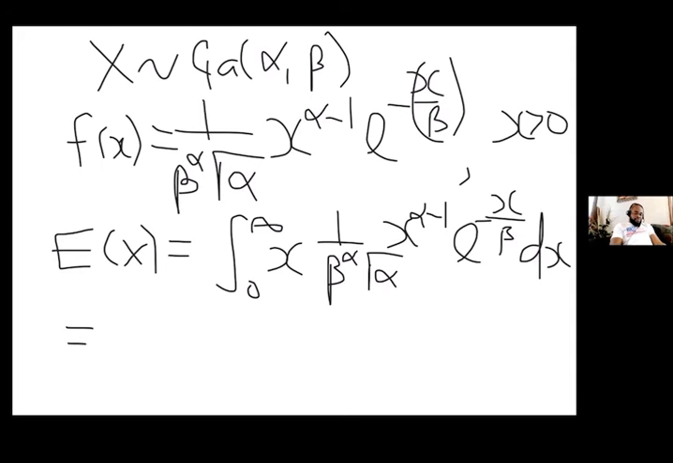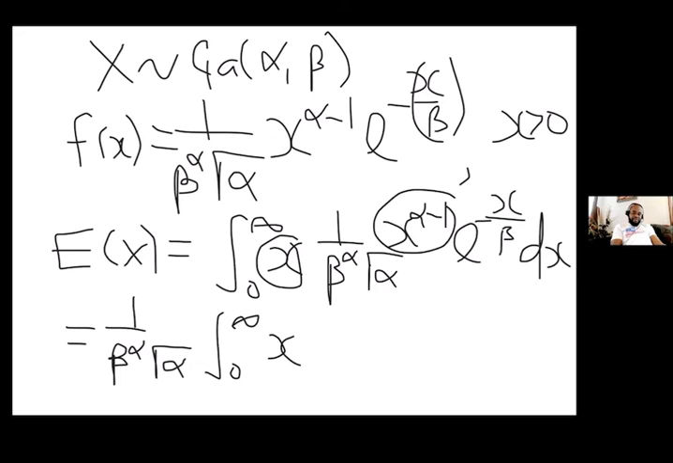So I'm going to bring out the constant. Then I'm going to have 0 to infinity x, and when I combine this guy and this guy, that's going to be x raised to the power alpha, then exponential raised to the power minus x over beta, dx. Can you see where we are now? That's where we are now. The next thing that we're going to do, since that is where we are, I need more room.